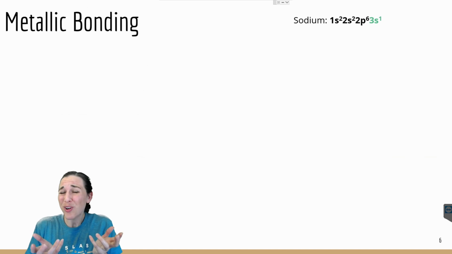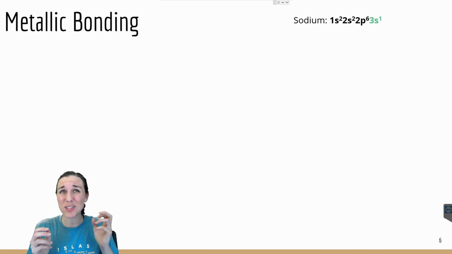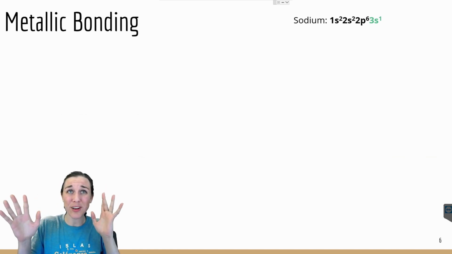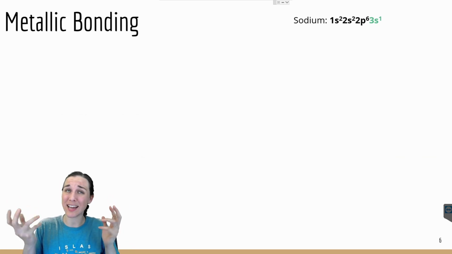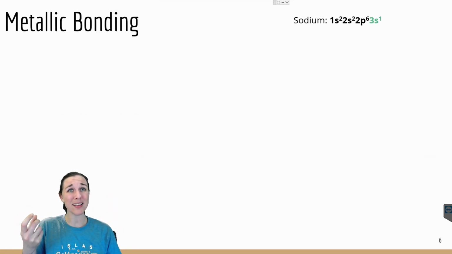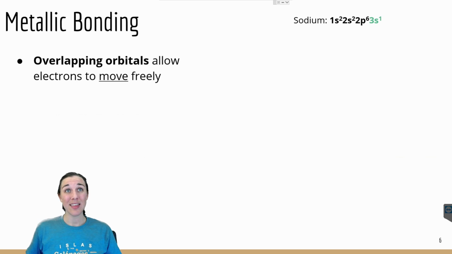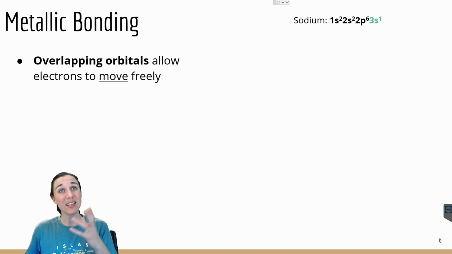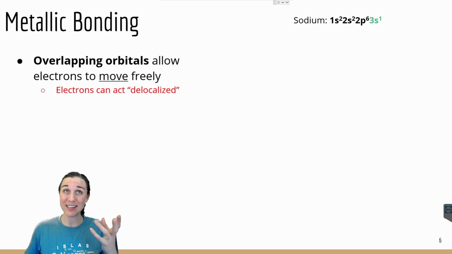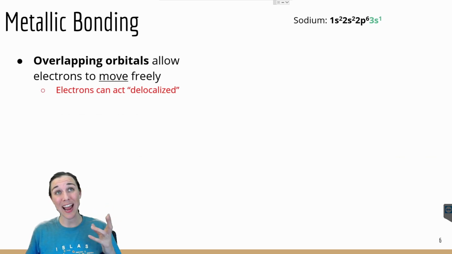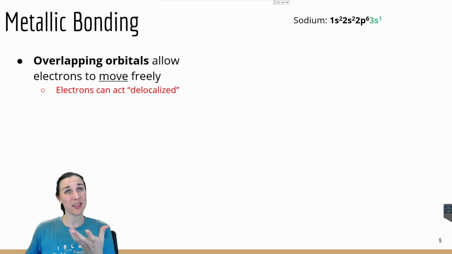But how on earth is this happening? How can there just be electrons flying freely all willy-nilly and not connected to a single particular positively charged metal atom nucleus? This is because there's lots of overlapping orbitals. This allows the electrons to move freely throughout the entire metal substance. So what we say then is that the electrons can act delocalized. They don't have a location that's specifically meant for them.